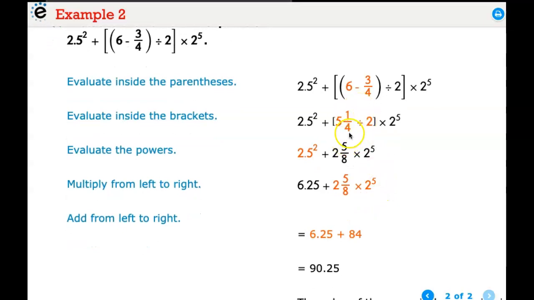We could change the denominator to make it the same, and then it becomes 5 and 1/4. And then we divide it by 2. That gives you 2 and 5/8. And then 2.5 to the power of 2 is 6.25. And then we could also evaluate 2 to the power of 5.